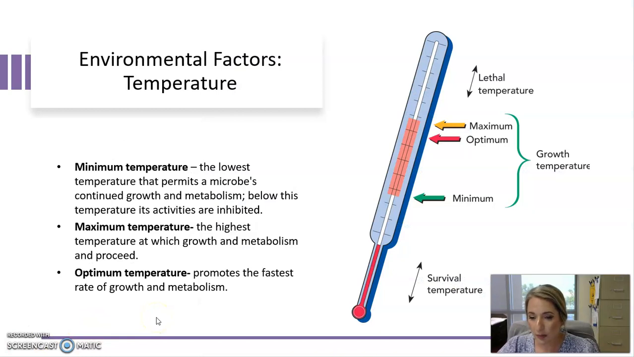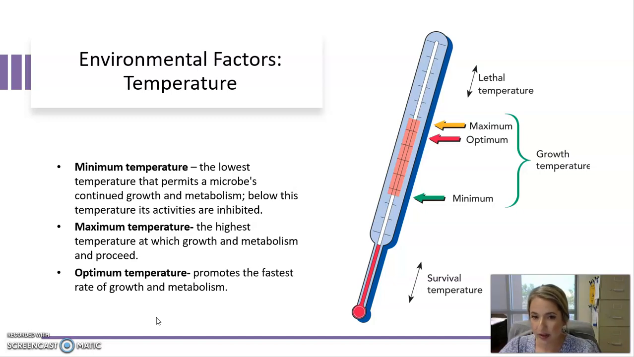So with microorganisms, they do require specific nutrients in order to produce energy, to grow and divide. They also require very specific environmental factors, such as temperature, pH, oxygen level, all different types of things. So one of the first things that we'll focus on is temperature.